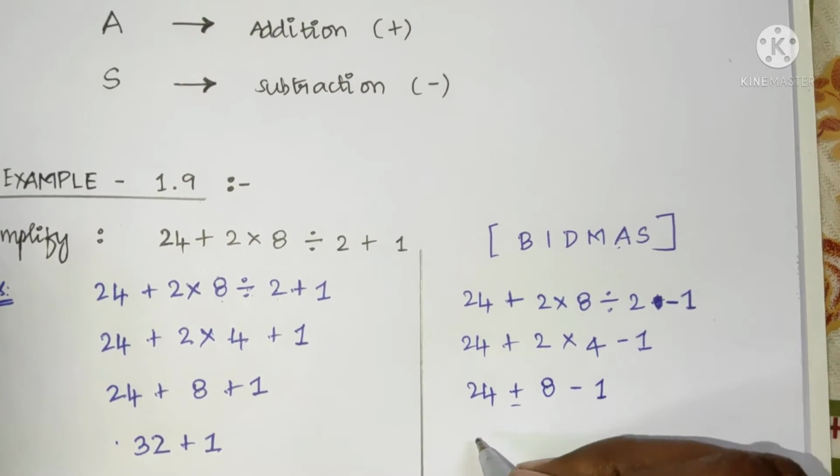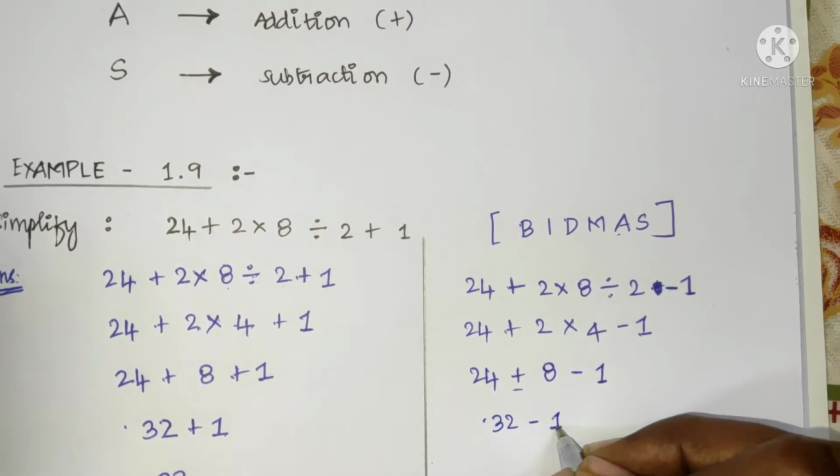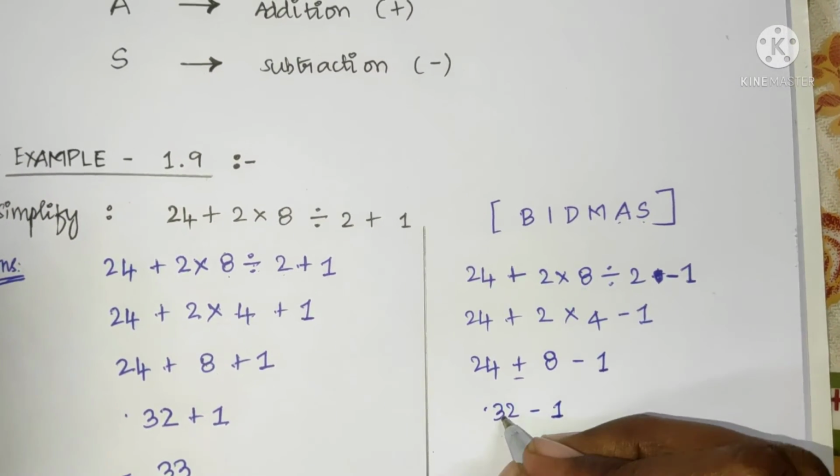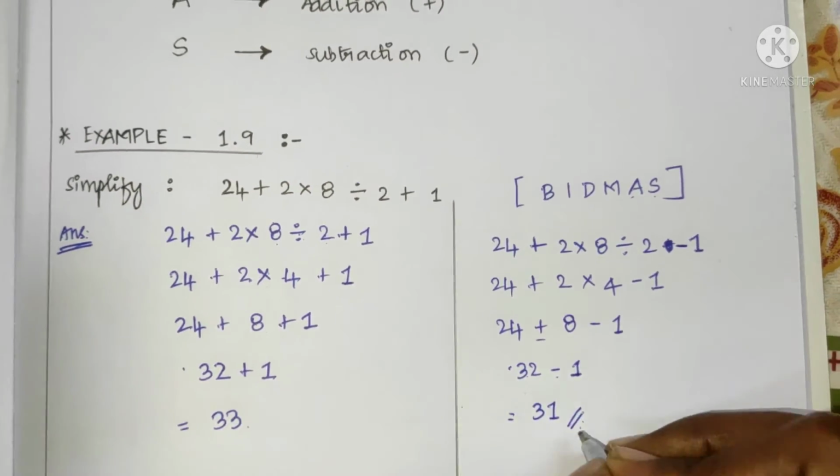Now we are going to perform the addition operation. 24 + 8 is 32, minus 1. Next it is the subtraction operation, that is 32 − 1 is 31.